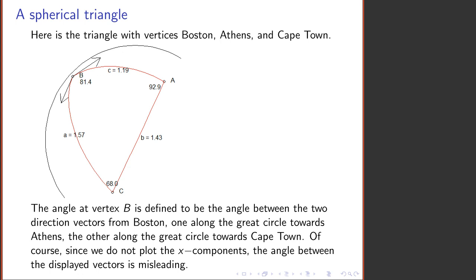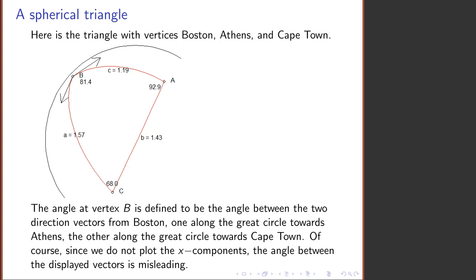So here's a nice spherical triangle. Boston is far west in the Western Hemisphere at vertex B. Here is Athens at vertex A, and to get a good big triangle, we'll include a place that the ancient Greeks never knew about, namely Cape Town.